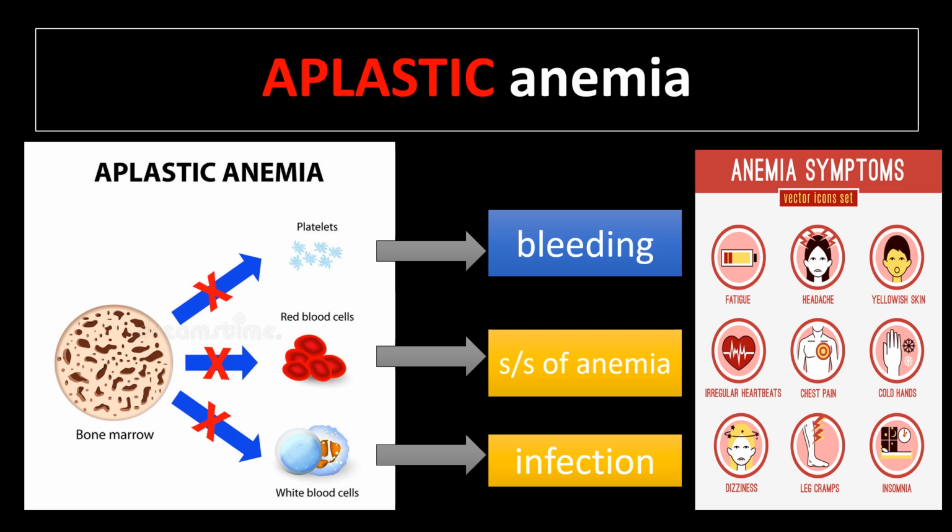Another one would be signs and symptoms of anemia, since if there is a decrease in red blood cells, there would be anemia. So what are the anemia symptoms? We have fatigue, headache, yellowish skin, or commonly called jaundice. We have irregular heartbeats. We have chest pain. We also have cold, clammy skin and pallor. The patient also experiences dizziness, since we know that red blood cells have the capacity to carry oxygen. We also develop leg cramps, insomnia, and so on.